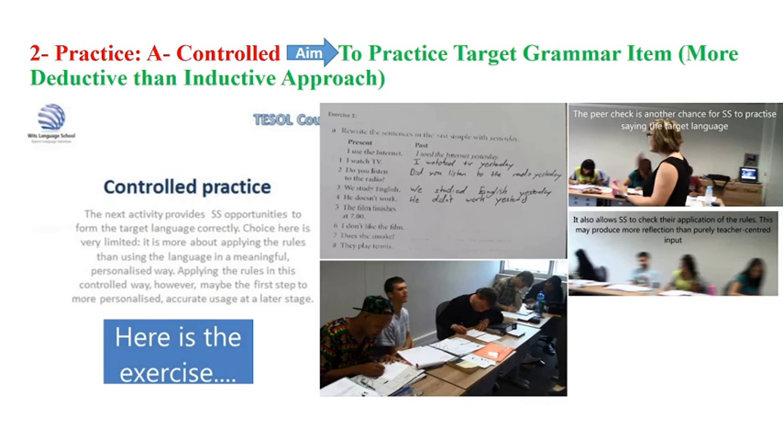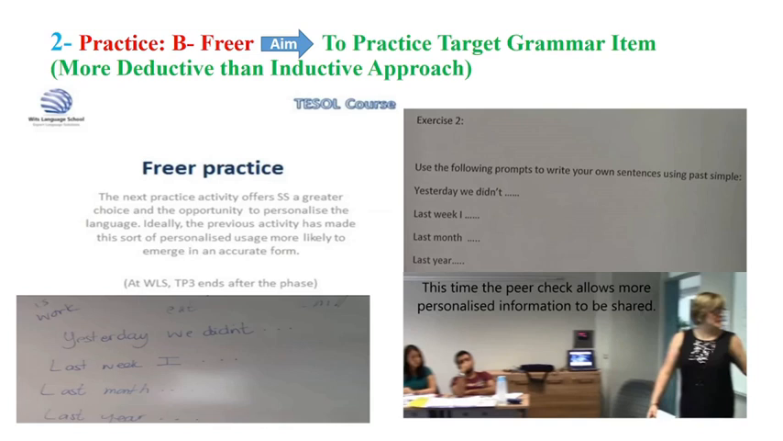The second part of the second stage is freer practice. The next practice activity offers students a greater choice and opportunity to personalize the language. Ideally, the previous activity has made this sort of personalized usage more likely to emerge in an accurate form. She gives them an exercise using time indicators, like yesterday, last week, last month. This time, the peer check allows more personalized information to be shared.